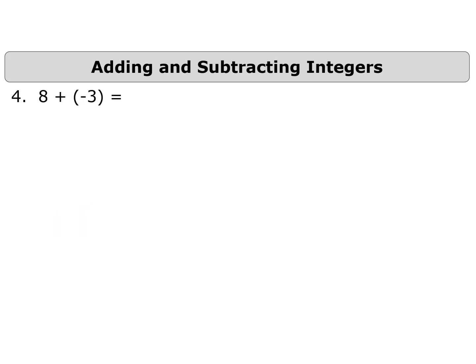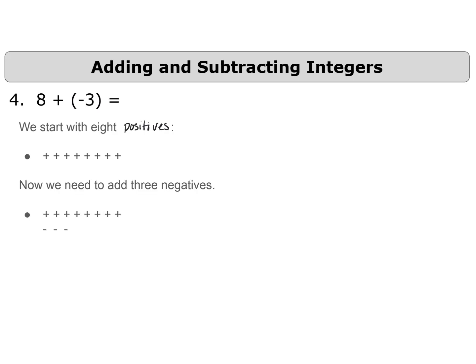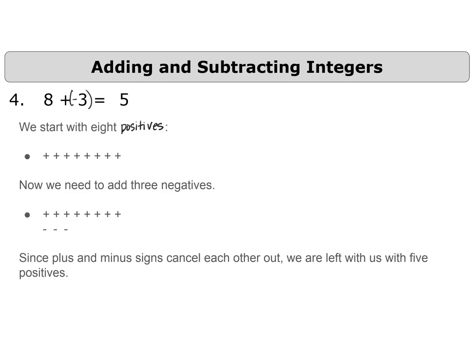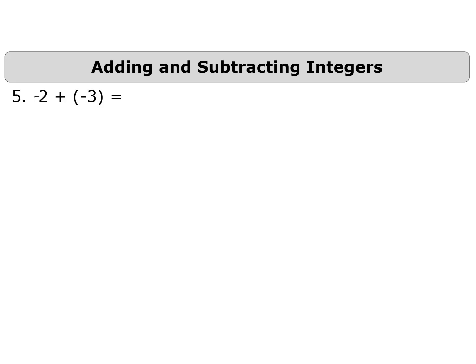Now let's look at 8 plus a -3. We start with 8 positives, and we need to add 3 negatives. Here again, our plus and minus signs cancel each other out, leaving us with 5 positives, so our answer is a positive 5. Now let's look at -2 plus a -3.